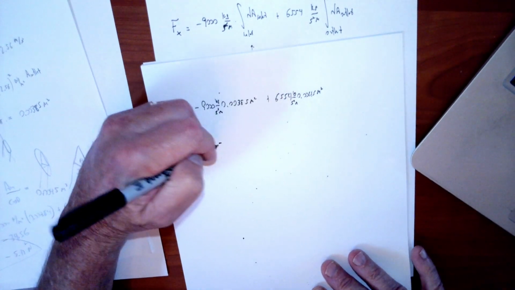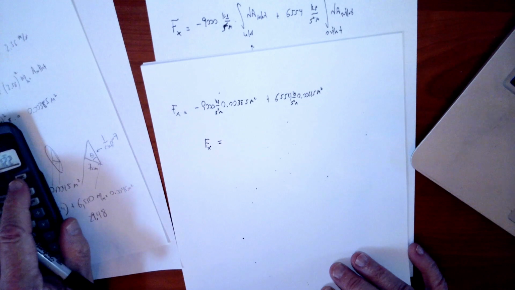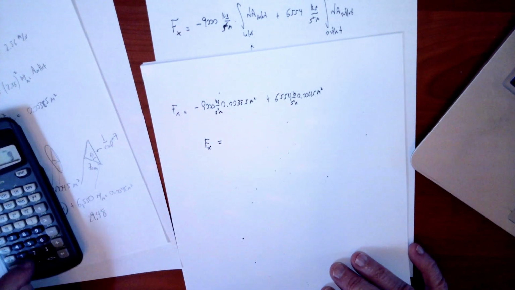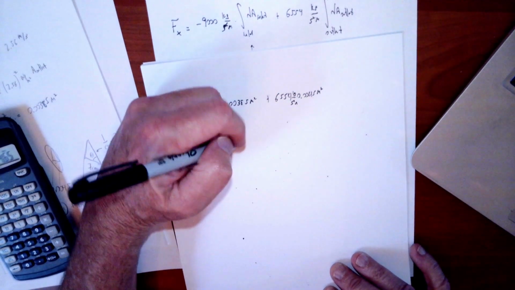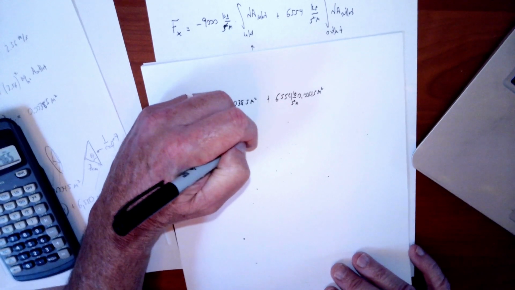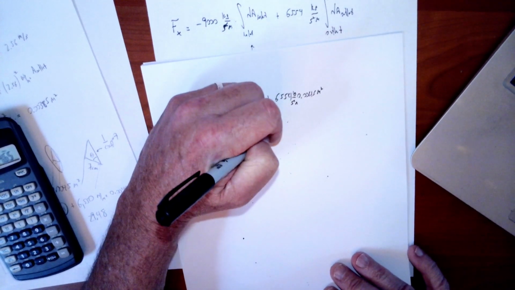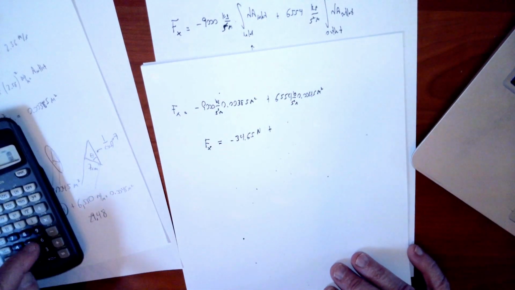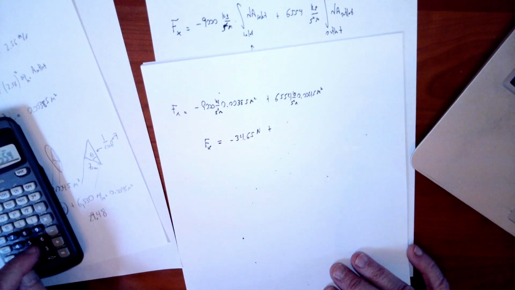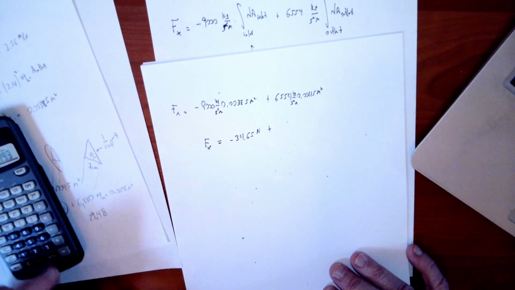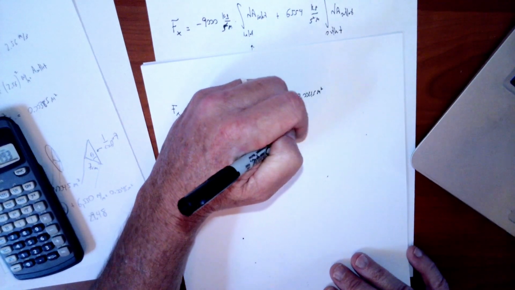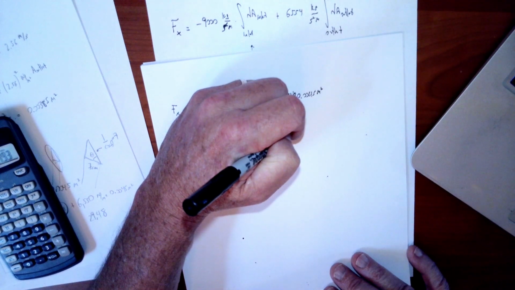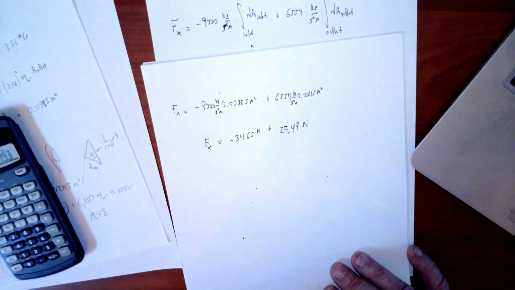So my X force is minus 9,000 times 0.00385, which is 34.65, and these are now newtons, plus 6,554 times 0.0045, which is 29.49 newtons.